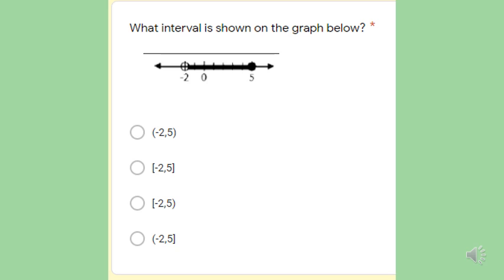The rest of these questions I really don't even need a calculator for. This one, it's saying what interval is graphed here. And if you looked at the video over this section, the big thing about this is that when you have a circle, it means we don't include the number. When you have a dot, you do. And the same thing goes with a parentheses, means you don't include the number. A bracket means you do. That's why the last choice with parentheses, -2, 5, bracket, that's the answer.